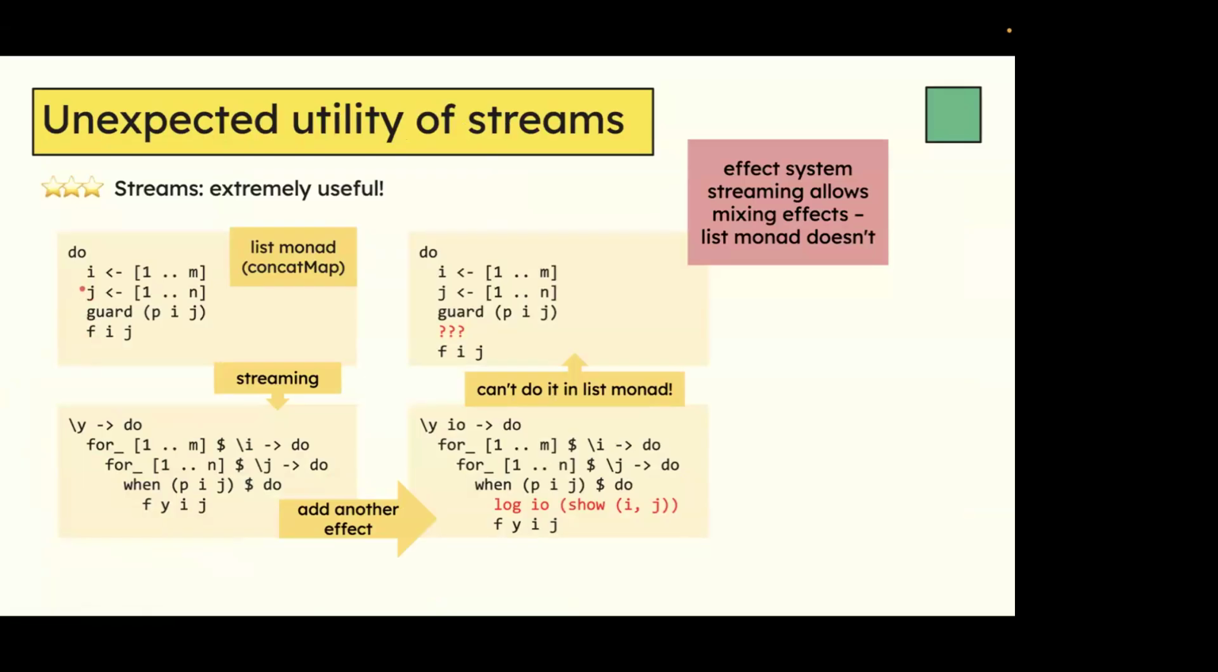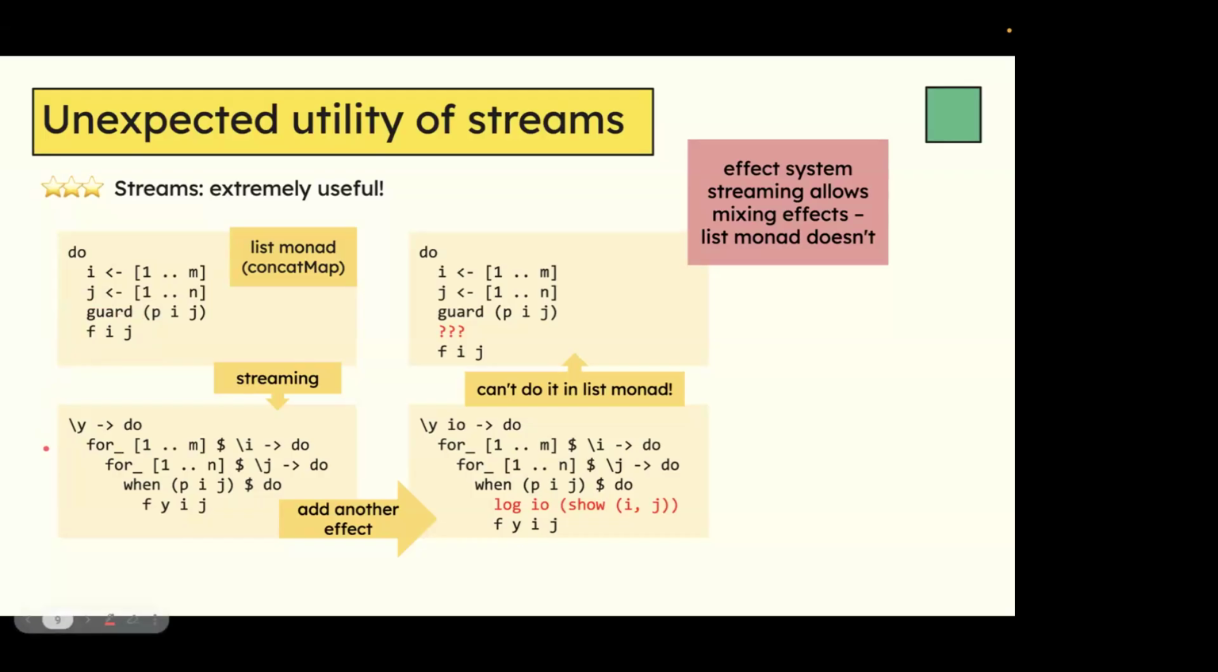So this is how you do it in the list monad in Haskell. Here we're iterating through the values of 1 to m and binding them to I, then 1 to n and binding them to j. We enforce some condition on I and j, and then from this function f we yield yet more results based on the values of I and j. So that's what happens in the list monad.